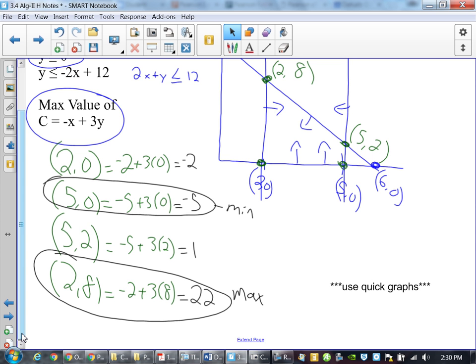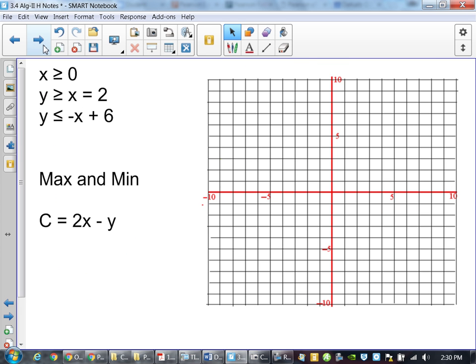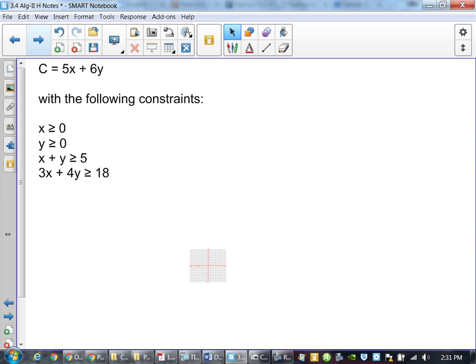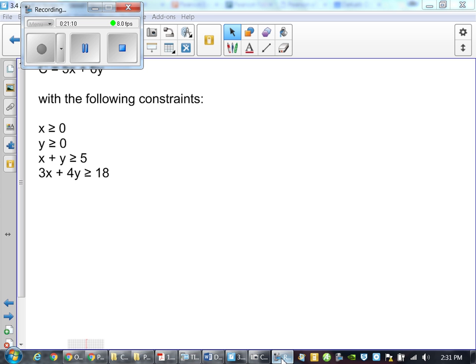So let's do another one real quick. Why don't you guys take a minute and see if you can do this one on your own. Find the maximum value with the following constraints. So I want you to create your own bounded region, find your ordered pairs, and see which one gives you the maximum. Well, we'll do max and min, doesn't take that long. And then we'll check it, and then I'll give you guys, well, you guys already have the homework, so.